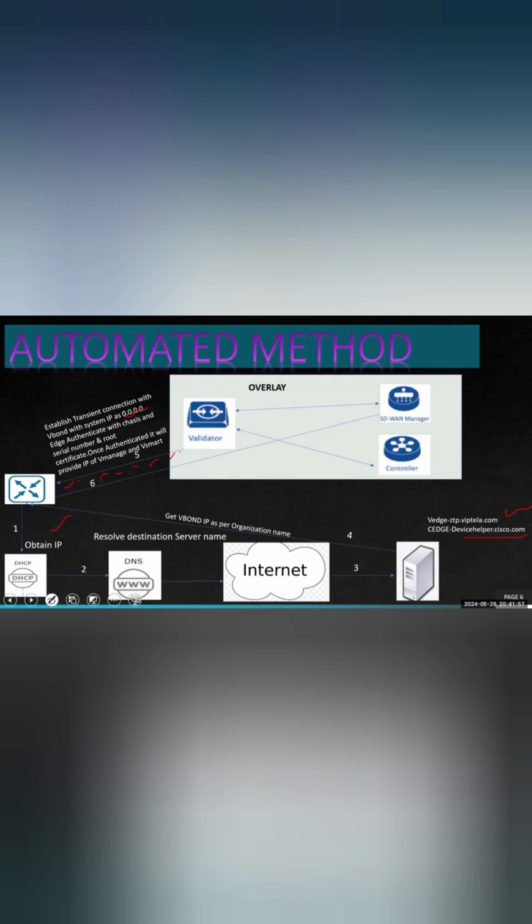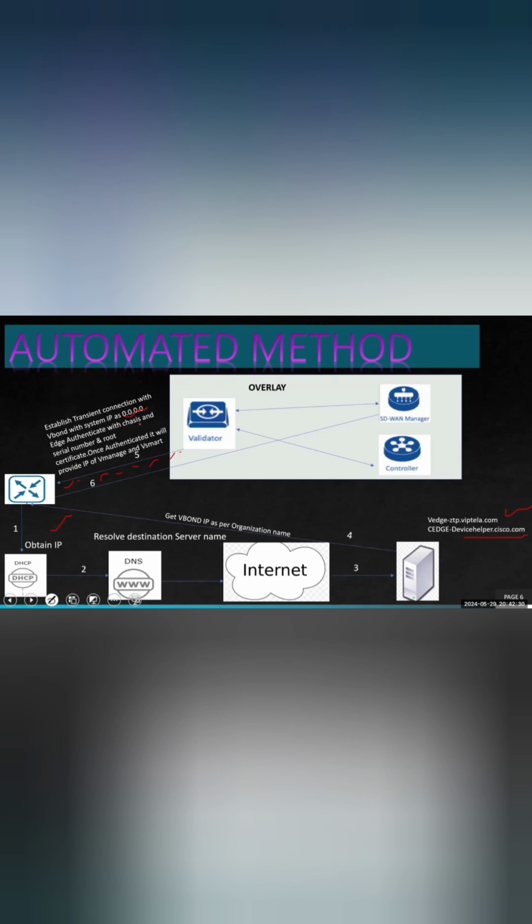Okay, now in this case, in the automated method, your system IP at the initial level is not defined, right? Because it's a new box, a new hardware box that you have. In that case, the system IP is the same as the router ID that we have in the traditional network. So as we don't have any IP defined in the edge box, the system IP will be configured as 0.0.0.0.